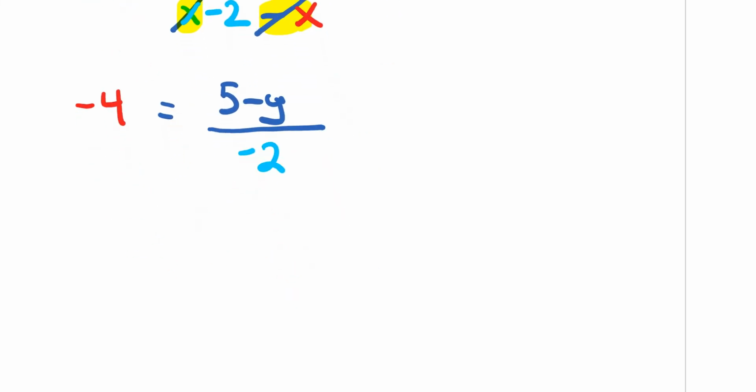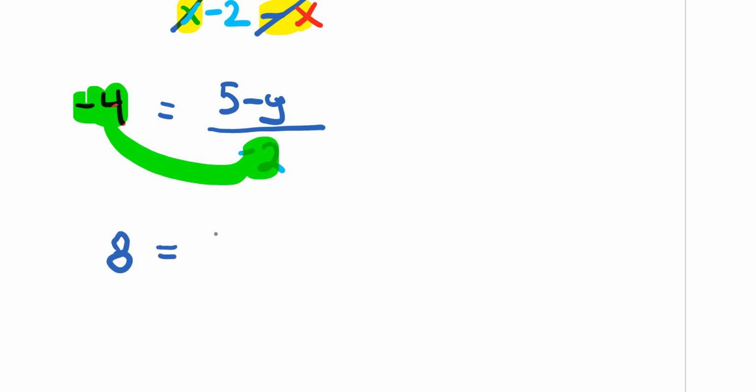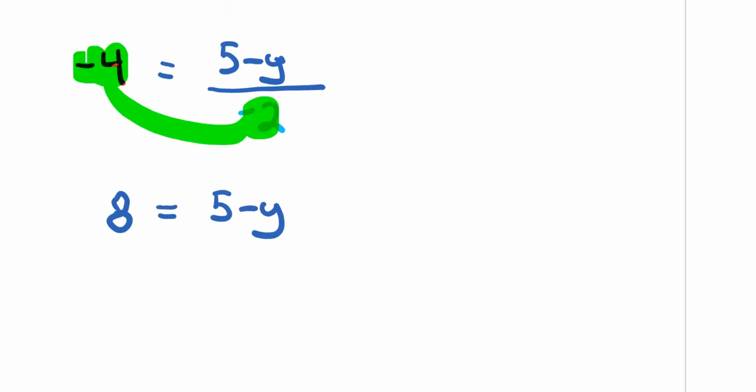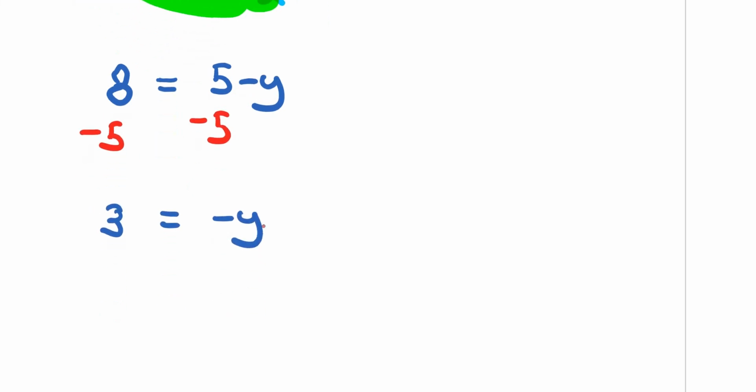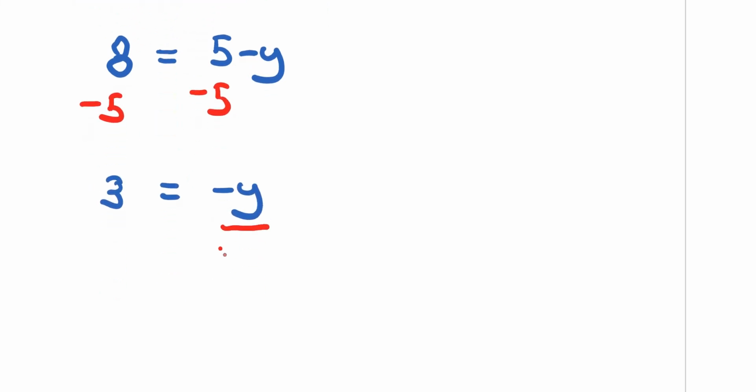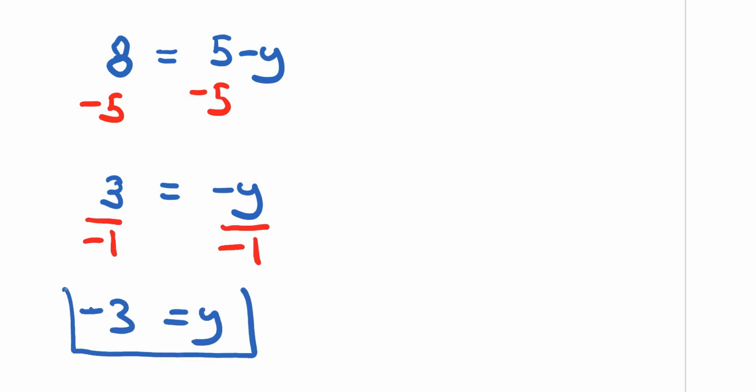All right, so now we're back into a similar situation where we can now solve this equation. So this -2 will multiply with that -4. So that's going to be 8 equals 5 minus y. Okay, from here on, let's just subtract 5 from both sides. So 8 minus 5 is going to be 3 equals -y. And then how do I get rid of that negative sign? Well, you divide both sides by -1. And you get -3 equals y. And that's your final answer for that particular problem.